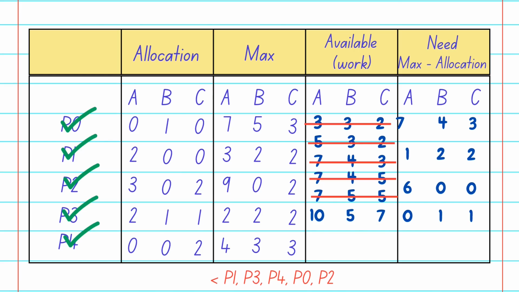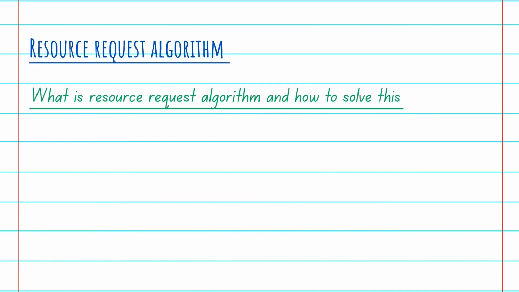So for the given problem, this is the safe sequence: first process P1, then P3, then P4, then P0, and last process is P2. Okay, so when the system allocates the resources in this sequence, it will be in the safe state. It will surely not go into the deadlock state. Got it? So this is the safety algorithm. I hope you understand well.